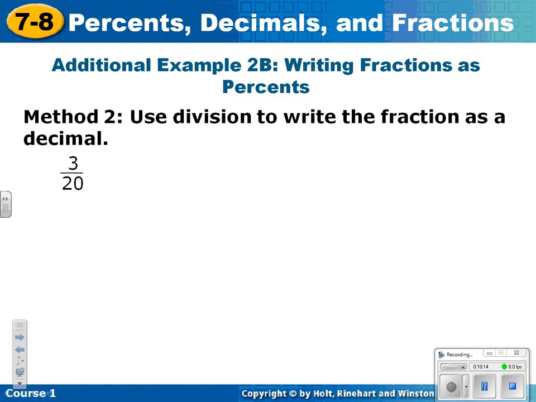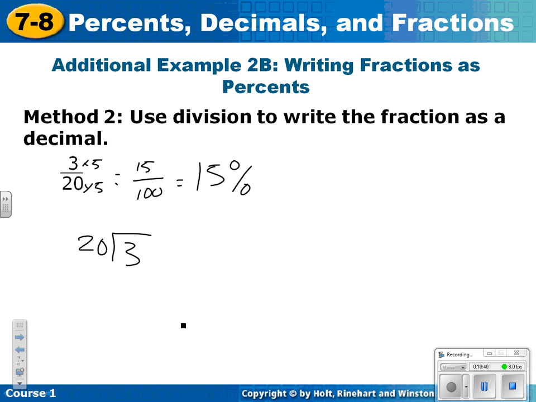Way number one. How would you do it? Jonathan. Multiply top and bottom by 5, which would equal 15 over 100, which would equal 15%. What is way number two? Lacey, what would you do? 3 divided by 20, which is what? 0.15, which equals 15%. All right? You guys good with this?